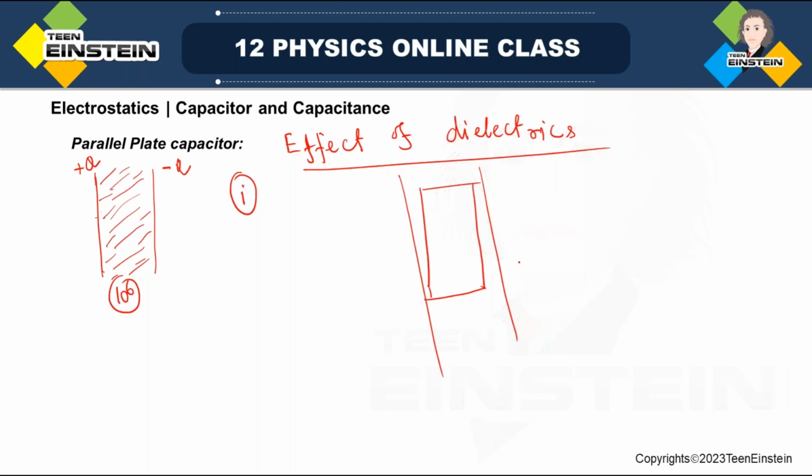So what happens in case of a dielectric slab? Anyway, a dielectric slab has greater breakdown voltage than air. Suppose a dielectric slab of dielectric constant K is inserted between two conducting plates.